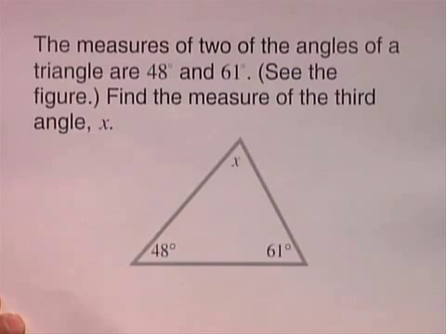In this example, we'll apply the angle sum of a triangle property. The measures of two of the angles of a triangle are 48 degrees and 61 degrees. See the figure. Find the measure of the third angle x.